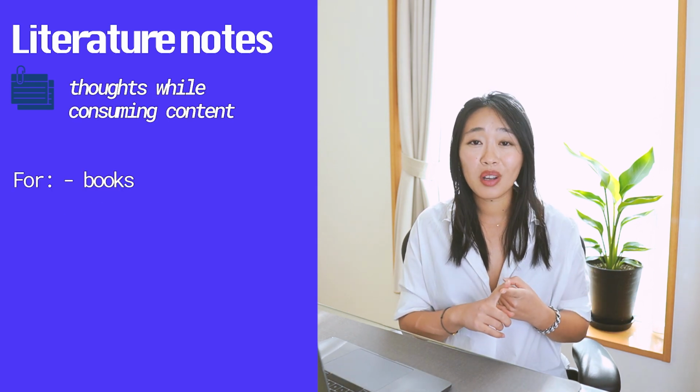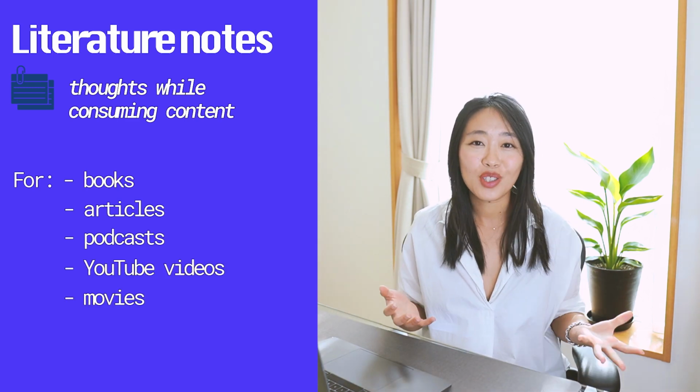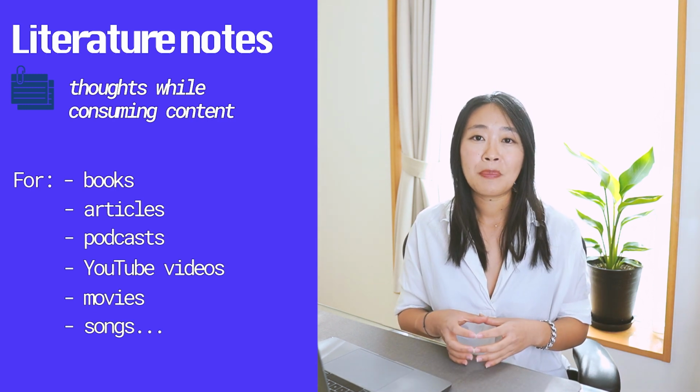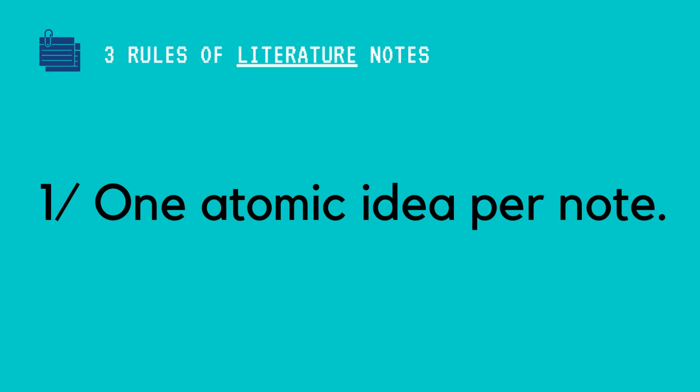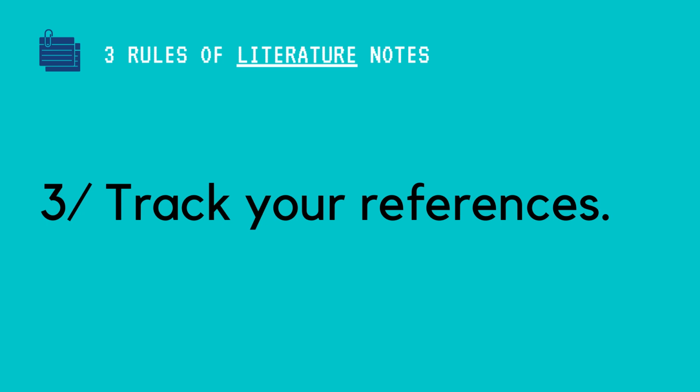The second type of notes are literature notes, and this is what we write down when we are consuming content. Whether it's reading a book, an article, listening to a podcast, watching a YouTube video, watching the movie, listening to songs, doesn't matter what it is, when you're consuming content, you want to write down literature notes. And these capture first, 1 atomic idea each, so it has to be brief, no more than 3 to 5 sentences. Then it also has to be re-described in your own words so that you internalize what is being said. Then 3, you also want to be able to note down the references so you know exactly where it came from and you can always go back to reference it.